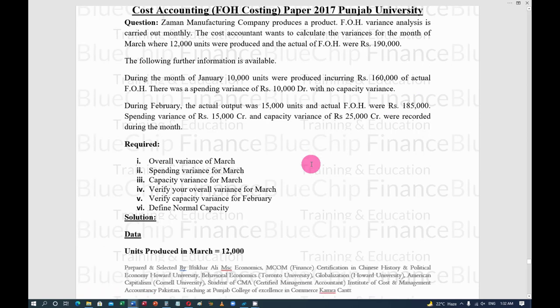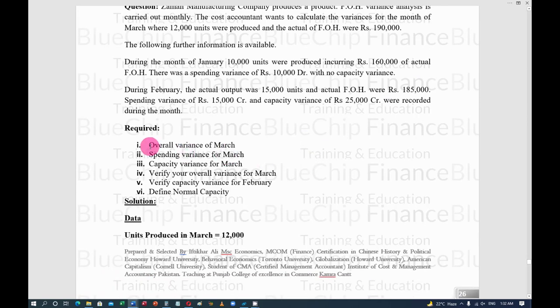So first of all, before further analysis of the requirement, we calculate variable rate first and the necessary calculations, for example, budgeted fixed FOH and FOH applied rate. So it is better that first we calculate all these calculations. So highest level is 2 lakh at budgeted capacity of 15,000, and lowest level is 150,000 at budgeted capacity of 10,000.